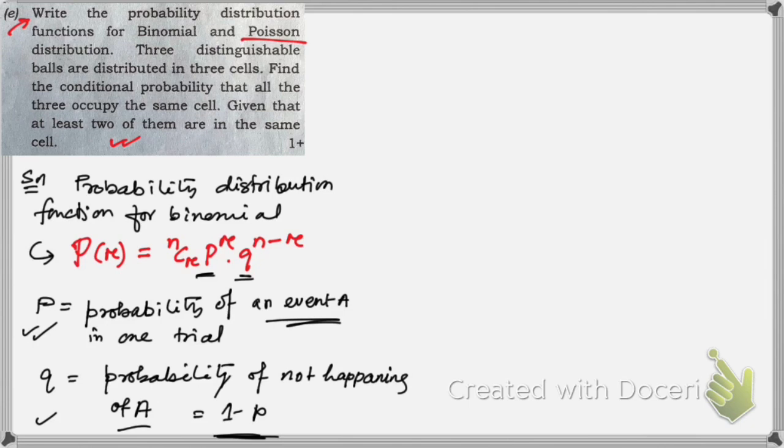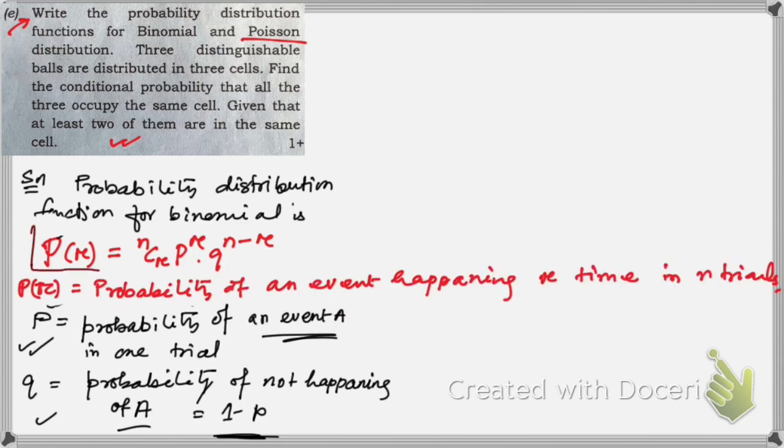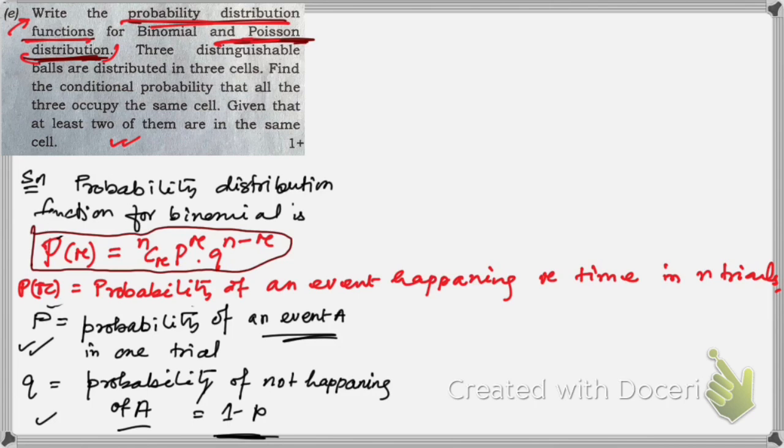So this we use to find the probability of an event happening r times in n trials, n number of trials, r times, right? So hope you have understood this. Now let's go to the next part. Now let me write the probability distribution function for Poisson distribution. Okay, let me go to the next slide.